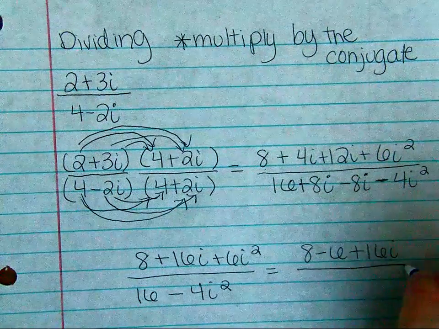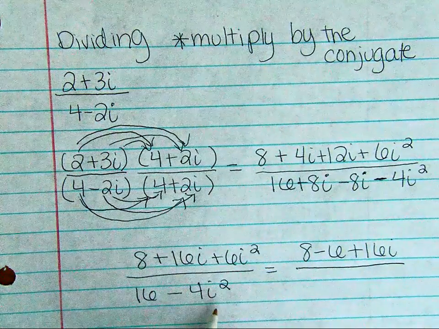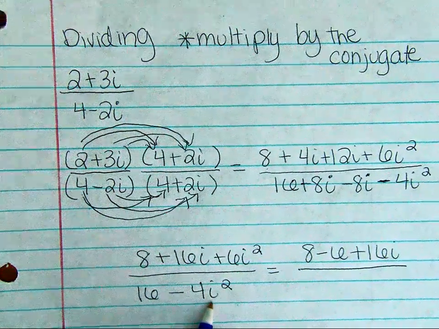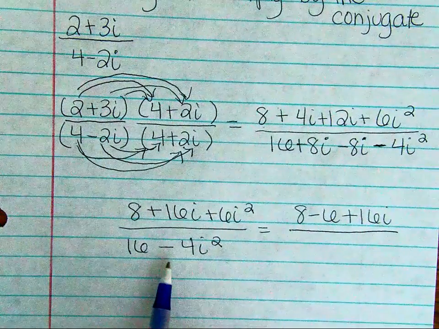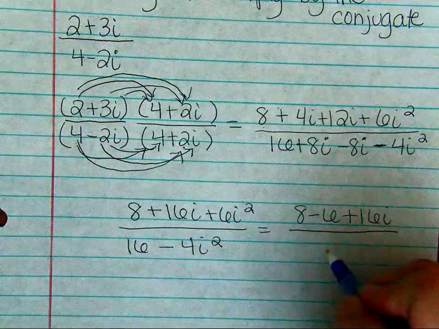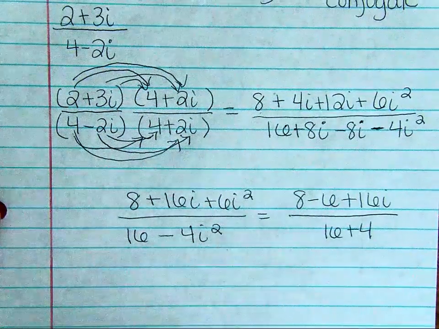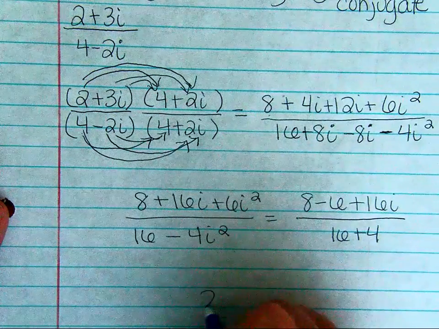This i squared is a negative 1, so really it's negative 4 times a negative 1, so that would be 16 plus 4. So I would have 2 plus 16i all over 20.